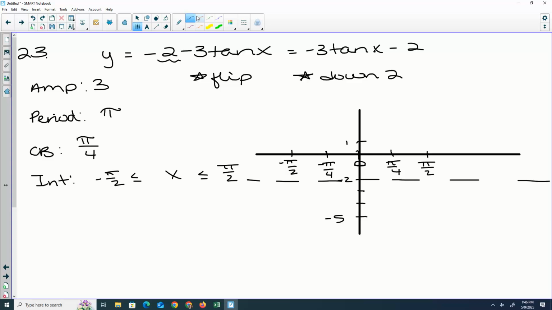We picked this interval for tangent because your vertical asymptotes show up on the ends. So both ends are vertical asymptotes. Your 0 point is in the middle, which is at negative 2 here. Tangent is increasing, but because we flipped it, it'll be decreasing. So at negative pi over 4, we'd be 3 above that line. Positive pi over 4 would be 3 below. The graph looks like that.